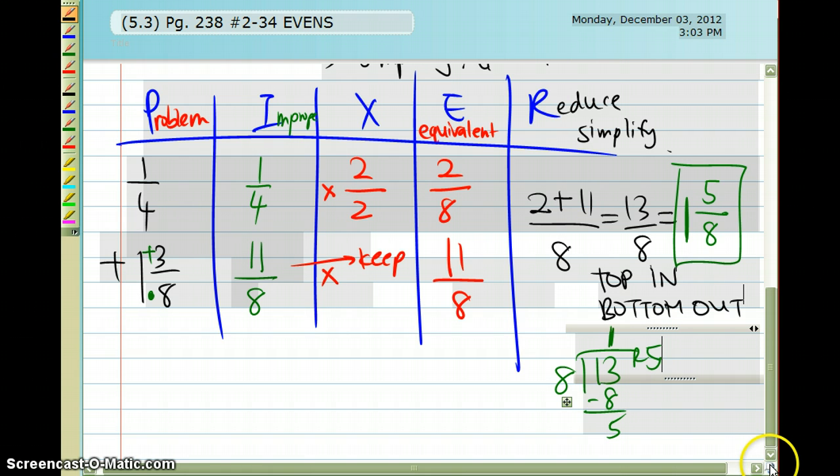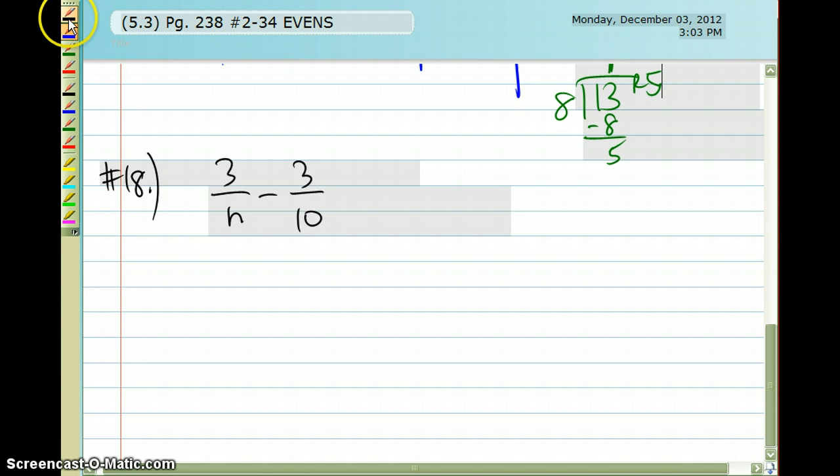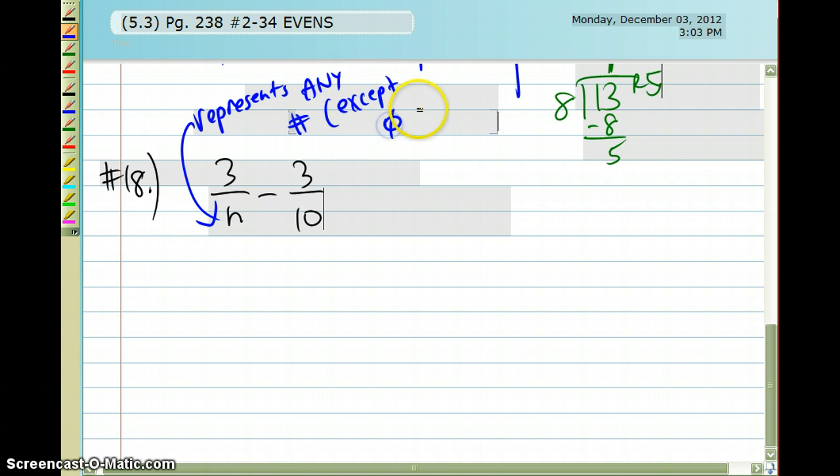Skipping down to problem number 18. Here we go. 3 over n minus 3 over 10. Now, why is there this variable n? Remember that it represents any number, okay, any number here except for 0. We cannot have zeros in a denominator of a fraction, so it could be any number, positive, negative, whole number, any integer except for 0. So what I'm going to do is do PIXER.